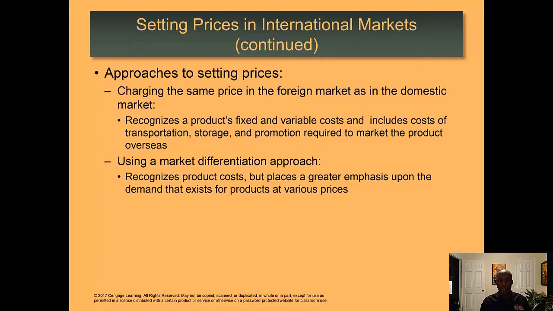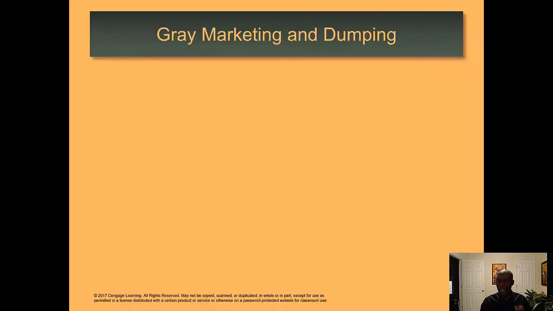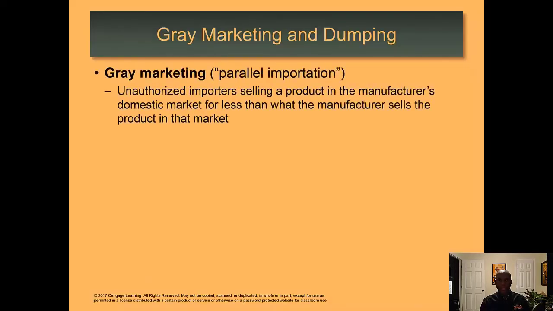So here's what I was talking about, law of one price, where you can have different prices, gray markets, and dumping. Just simply dumping means that you're bringing products over and you're undercutting the locals on price. Gray market goods are very different. It reads here, unauthorized importers selling a product in the manufacturer's domestic market for less than the manufacturer sells the product in that market. So you have a lot of different markets.